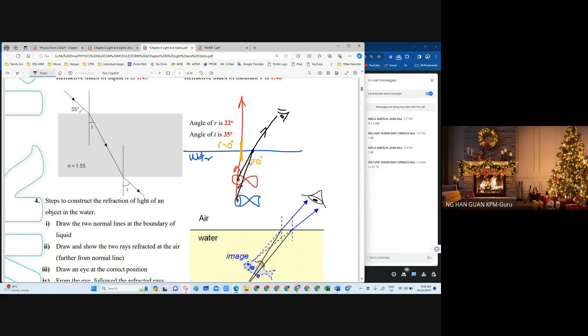Okay, so like this. Then here we can see the concept. This is the normal line. Here is the incident ray, and here is the deflected ray. From the light ray, you can see it is deflected away from the normal.